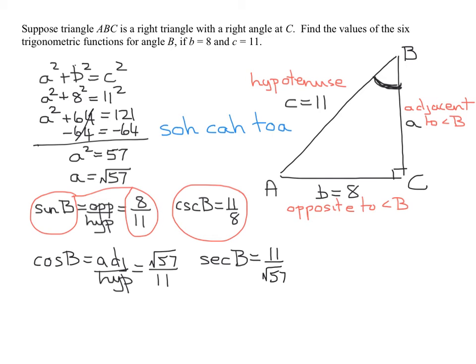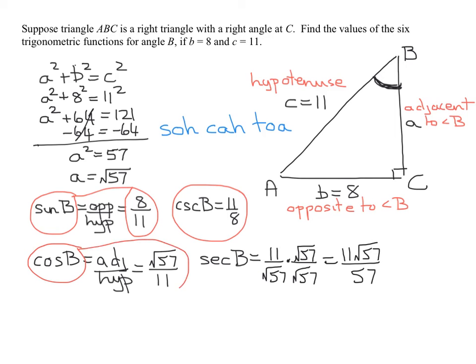In some of the problems, they let you leave the answer like that, but often, especially in my math lab, they're going to make you rationalize the denominator, which means multiply numerator and denominator by the square root of 57. So I'm going to get 11 square root of 57 over 57. So now I know the cosine of B is the square root of 57 over 11, and the secant of angle B is 11 times the square root of 57 over 57.